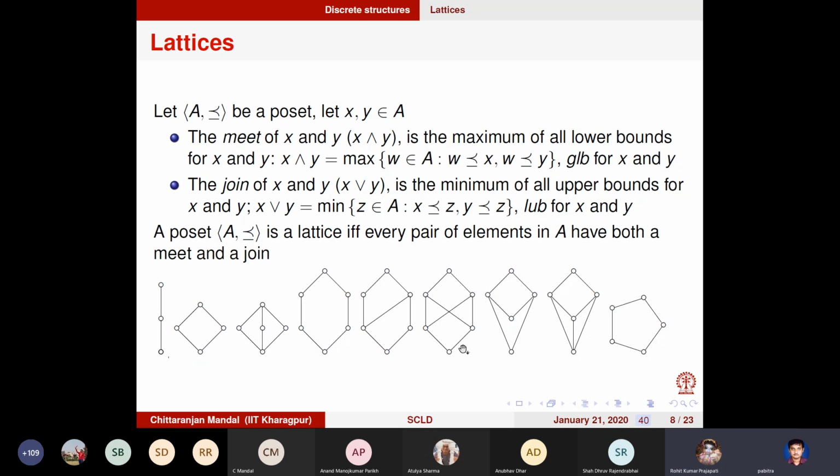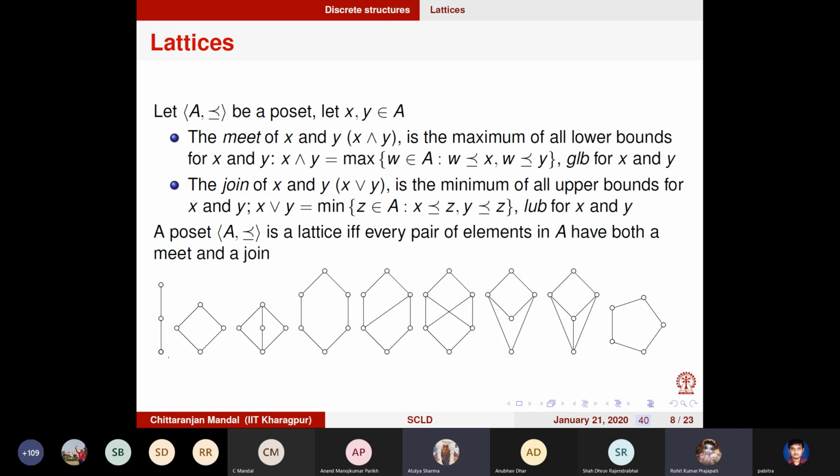So one thing you are already noticing is that the moment we are losing planarity, it may not be a lattice. You see these two are intersecting here. These two are intersecting.